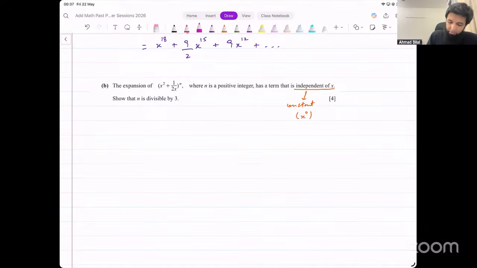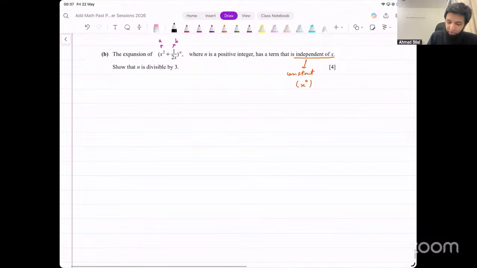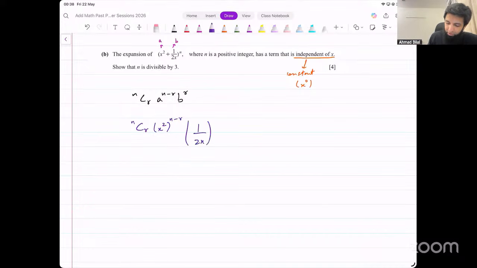We could say this is A and this is B. If you're looking for a specific term, let's use the general term formula. What does that look like? nCr into A raised to power n minus r into B raised to power r. Input values in that. n, we don't know what that is. nCr, r is, again, we don't know what that is. A raised to power n minus r, which is x squared raised to power n minus r, into B, which is 1 over 2x, whole raised to power r.